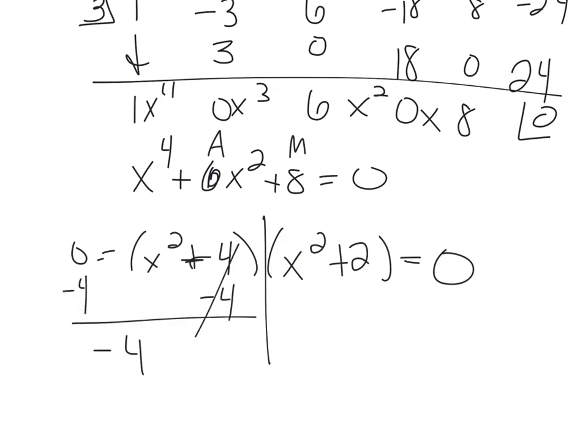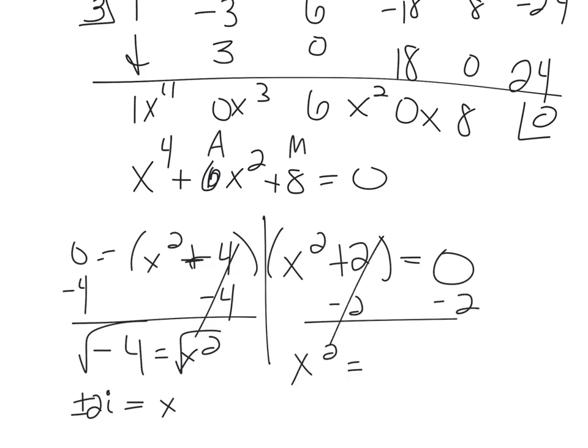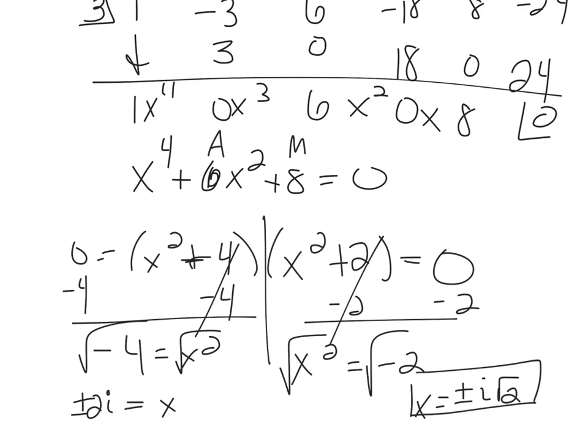You get negative 4 equals x squared. So square root this, you get 2 answers plus and minus 2i. Great. And then subtract the 2, and you get x squared equals negative 2, square root, and you get x equals plus or minus i radical 2. The i came out, but the radical 2 stayed in. So those are your remaining zeros using synthetic division. All right, good luck. See you guys soon.